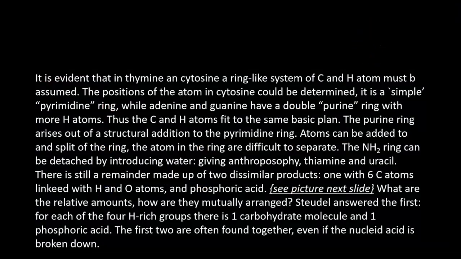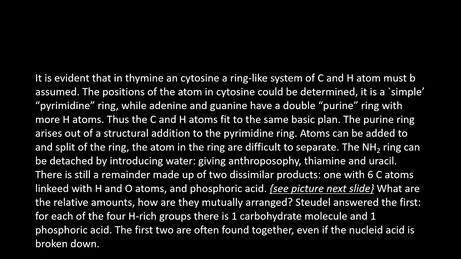The NH2 ring can be detached by introducing water, giving adenine, thymine, and uracil. There is still a remainder made up of two dissimilar products, one with 6 C atoms linked with hydrogen and oxygen atoms, and phosphoric acid. See the picture in the next slide.